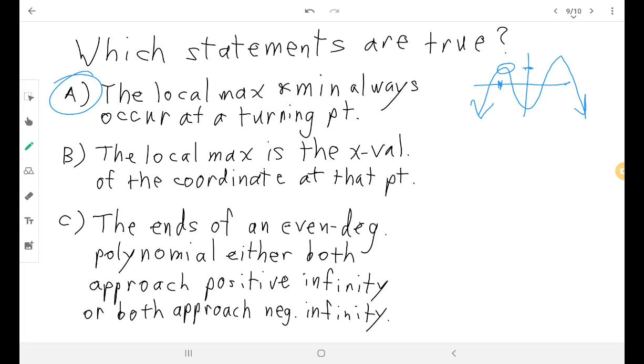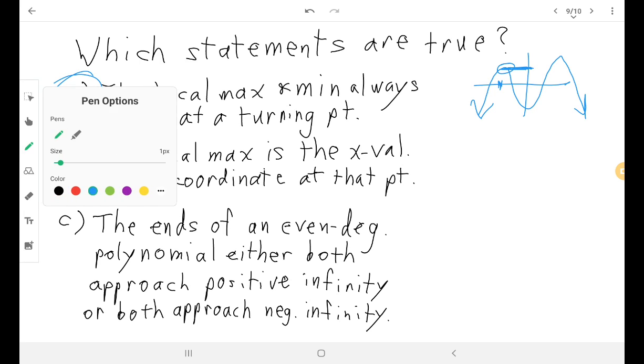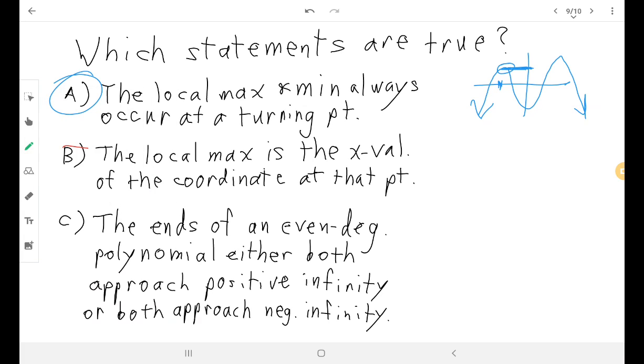And so here's the thing. If you talk about the x value, then I don't know how high that local max is. I just know where it is along the x-axis. But if I use the y value, then I know how high it is, or in the case of a local min, how low it is, right? So we really do want to talk about the y value, how high it is or how low it is, more than anything else. So this one is not true.